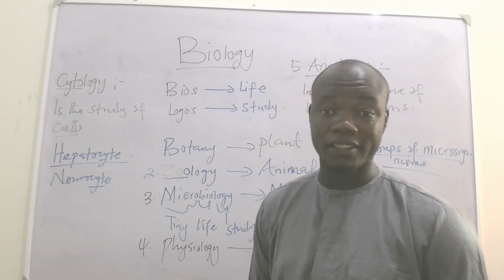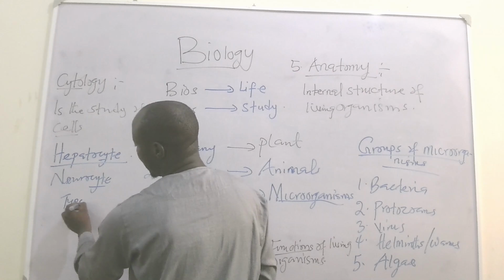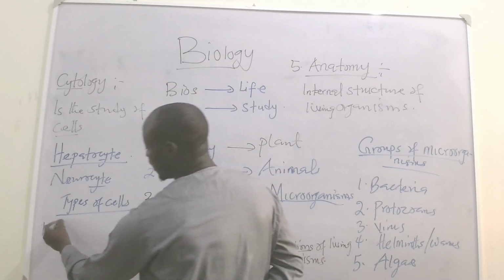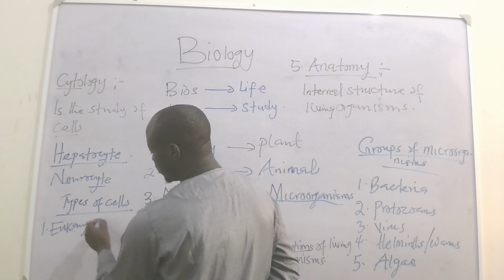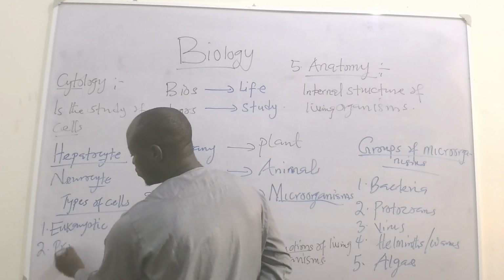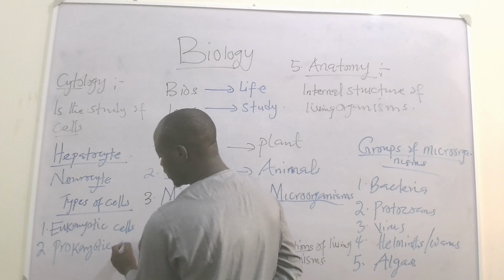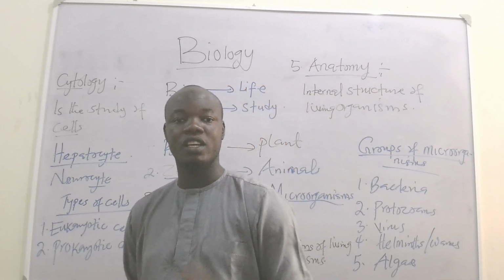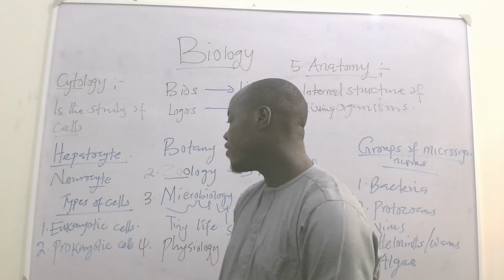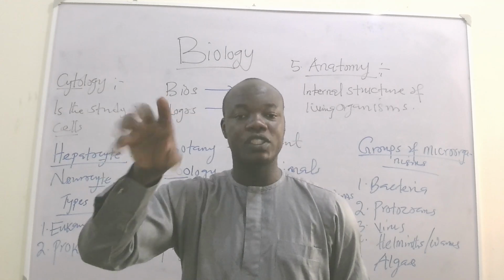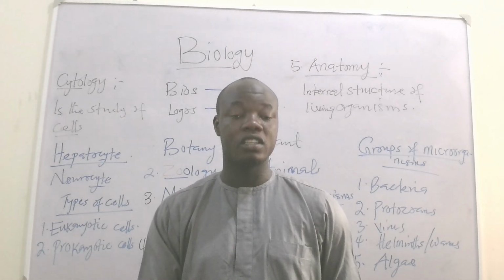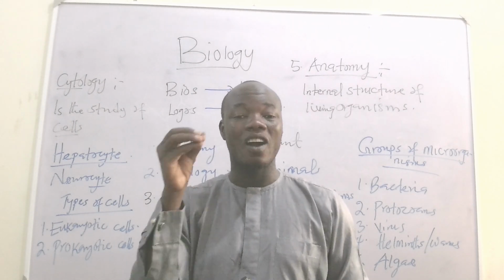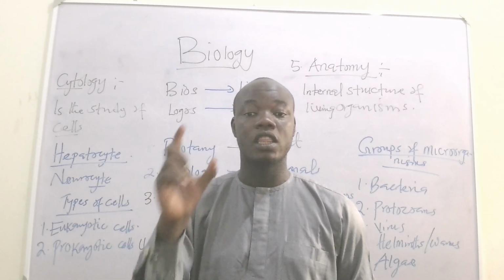And then, as we are talking about cells, we have different types of cells. Number one, we have eukaryotic cells, and number two, we have prokaryotic cells. Eukaryotic cells are the cells that have a nucleus and membrane-bound organelles. Examples of membrane-bound organelles are the nucleus itself, mitochondria, chloroplast, Golgi body, ribosomes. They are all found in eukaryotic cells.